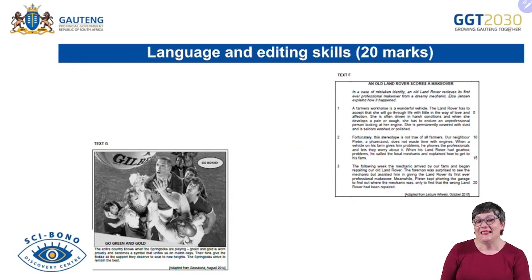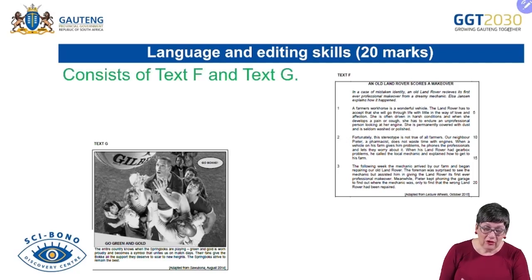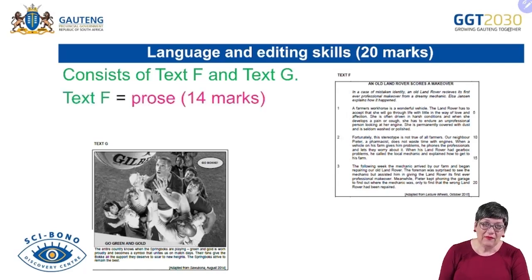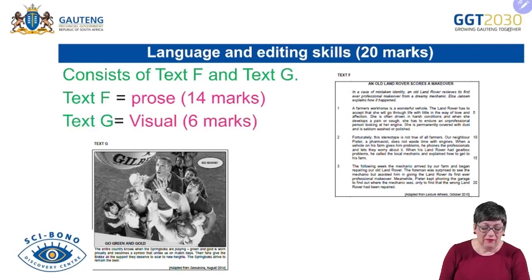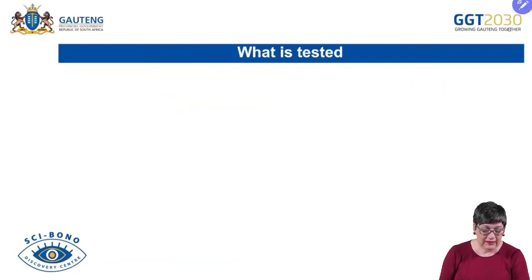So let's look at your paper 1, question 5. Now, when you get this, you have to remember that you're going to get 2 texts, a text F and a text G. Now, the text F is the one that's a prose text, and questions with language questions will be based on this text for 14 marks. And then you have text G, which is usually a visual text, for another 6 marks. So be ready for that.